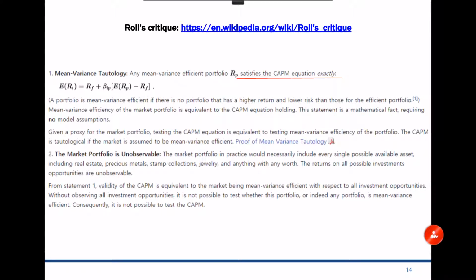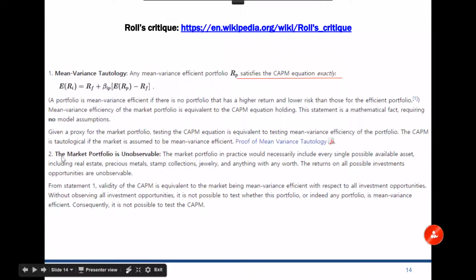Then the whole question is whether the market portfolio is on the efficient frontier or not. If the market portfolio is on the efficient frontier, we don't need any test; the capital asset pricing model holds directly. However, if the market portfolio is not on the efficient frontier, maybe the CAPM relationship does not hold. However, there is a second challenge.